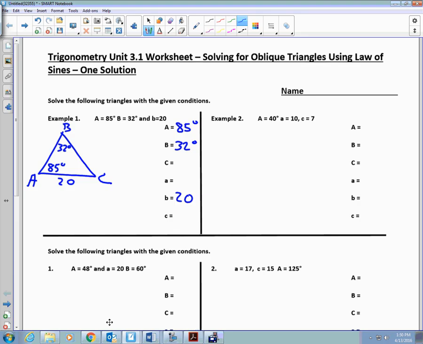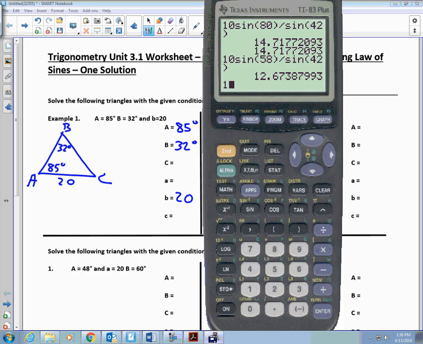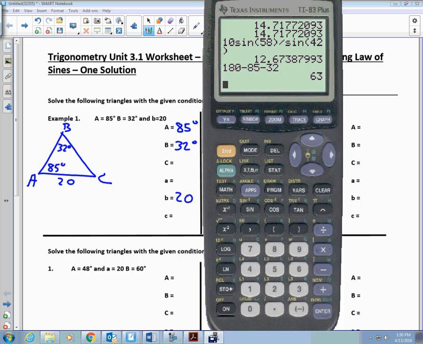So what's going to be the easiest way to get started here? What should we find first? Okay, let's find angle C. How do we find that? 180 minus 85 minus 32, and I get 63 degrees. Now I have two sides left to find.